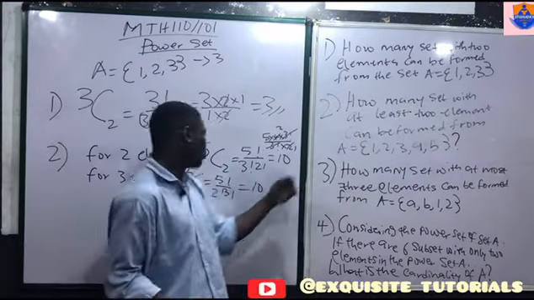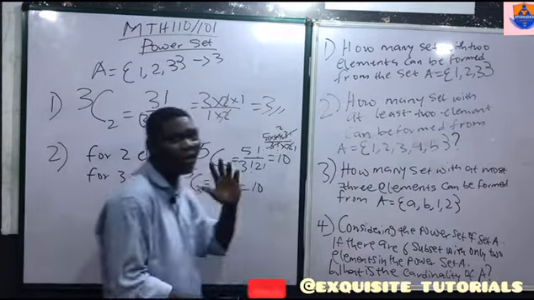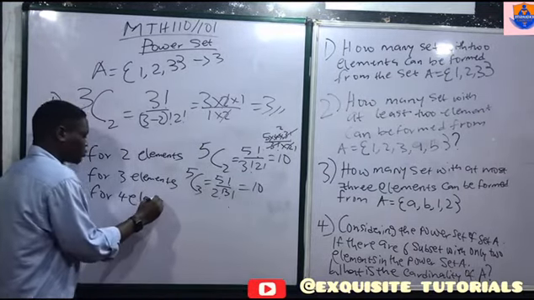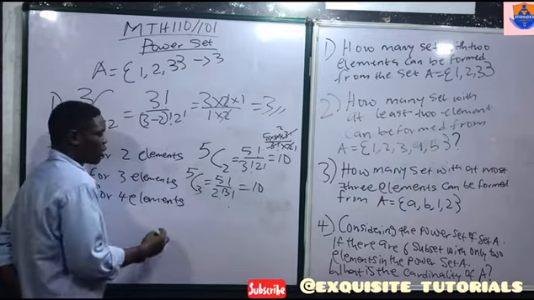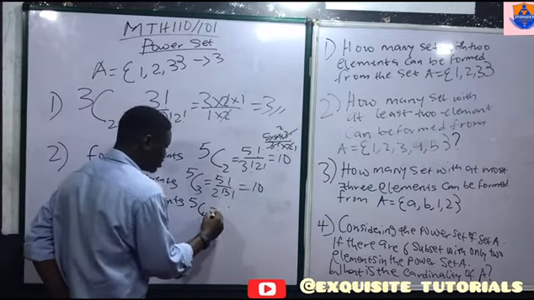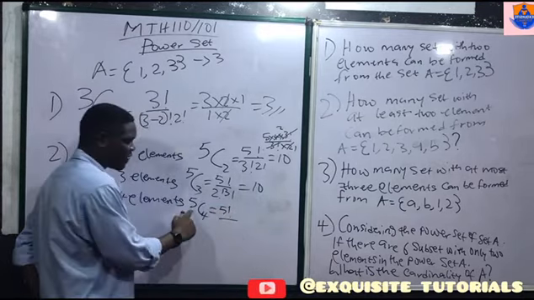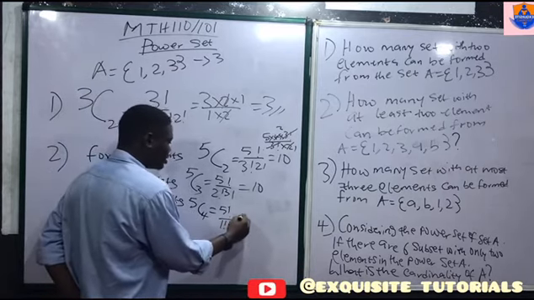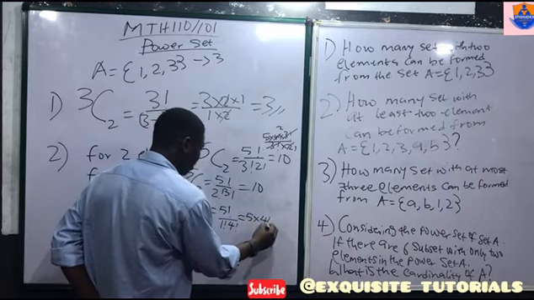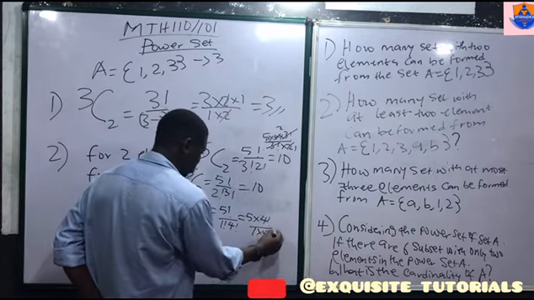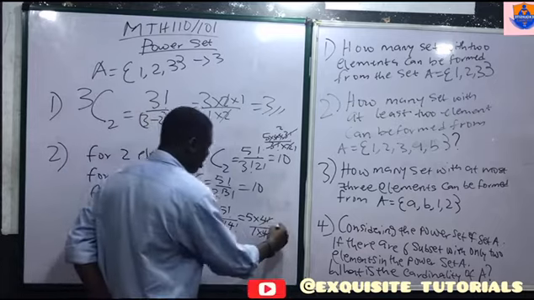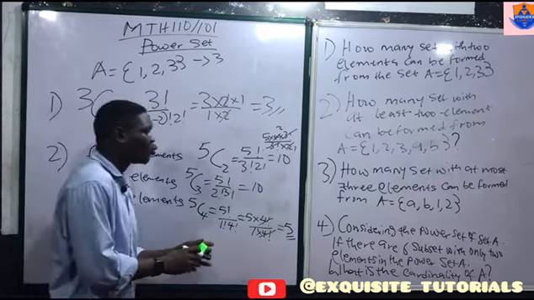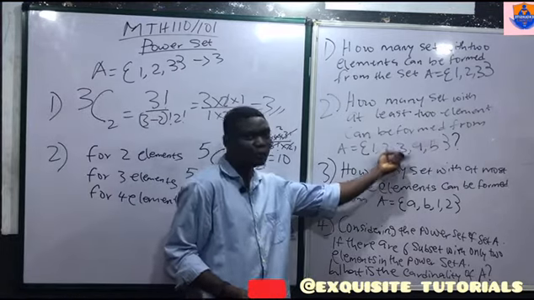So that's not all. We are going to look for the number of subsets that have 4 elements. So for 4 elements, we are going to have 5 combination 4. This is 5 factorial all over 5 minus 4 is 1 factorial, then 4 factorial. This is 5 times 4 factorial all over 1 times 4 factorial. This 4 factorial cancels out. We are left with 5. So it means that there are 5 subsets with only 4 elements that can be formed from this one.